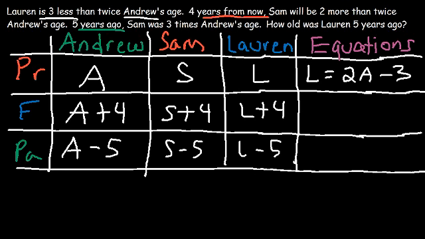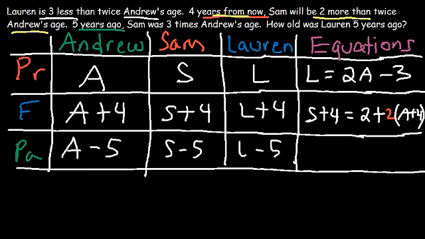Now what about the future? 4 years from now, we have another equation. Sam will be 2 more than twice Andrew's age. So in the future, Sam is S plus 4. He's going to be 2 more, so 2 plus, and then twice Andrew's age. So Andrew, in the future, his age is not A, but A plus 4.